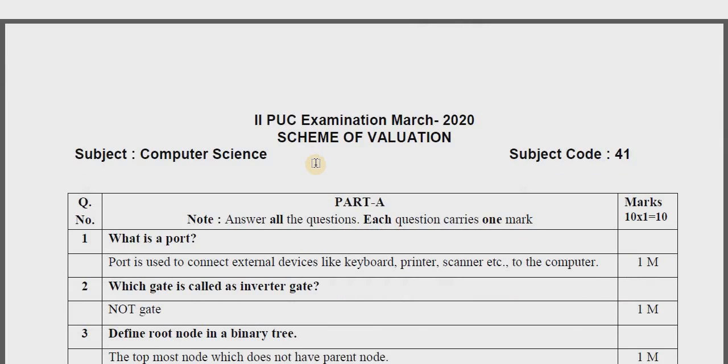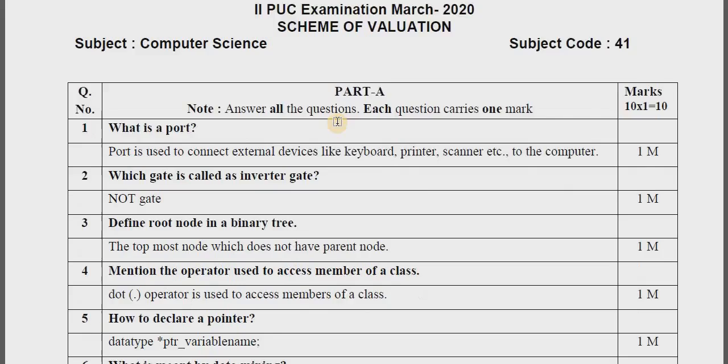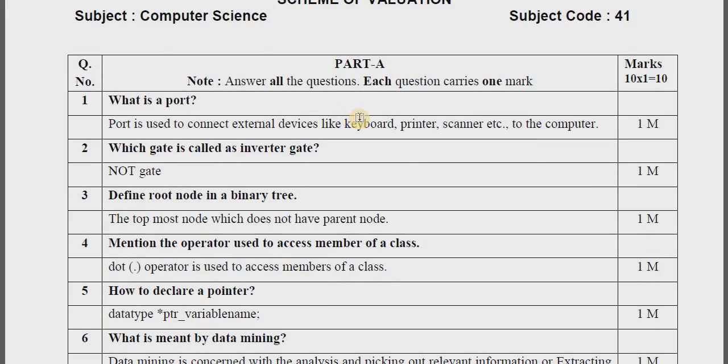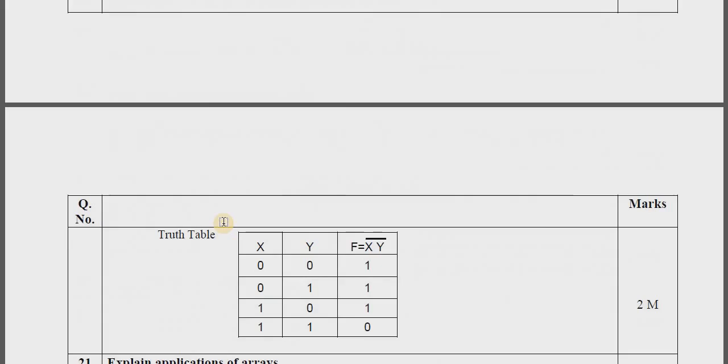This is the question paper of March 2020. The question related to the 7th chapter is: mention the operator used to access a member of a class. Here we have to write the name of the operator which is used to access the member of a class. The answer is the dot operator. Okay, next 5 marks question.